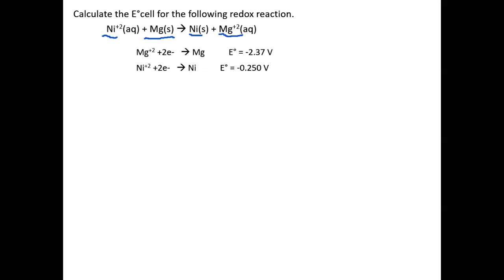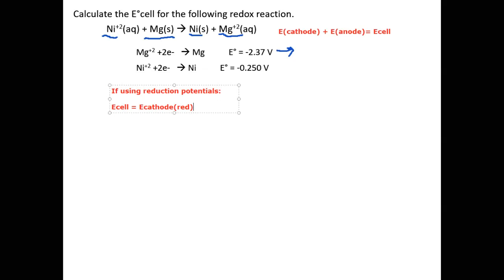So since magnesium is being oxidized, we have to switch it. I think I made a mistake earlier in that equation. E of cathode plus E of anode equals E of cell. So that's the equation. And so if we're using reduction potentials, then E of cell equals E of cathode reduction minus... no, let's just use that one, not make it complicated. So it's the E of cathode plus E of anode.